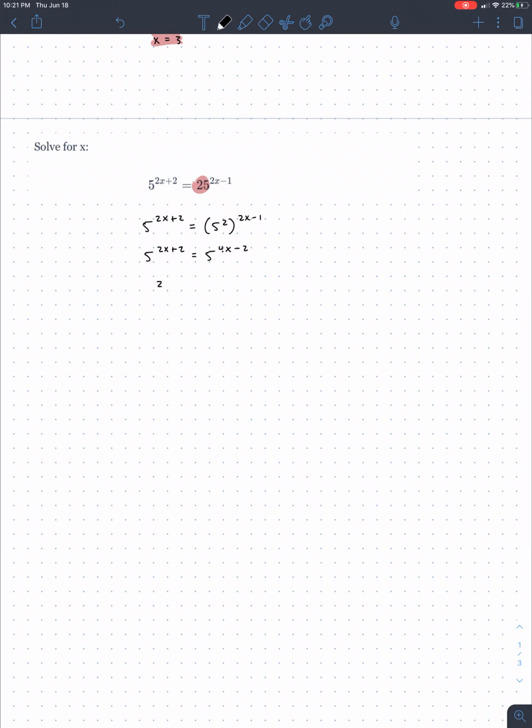Now that my bases are the same, and let's see, now I can combine like terms. So 4 is equal to 2x, or x is equal to 2. All right.